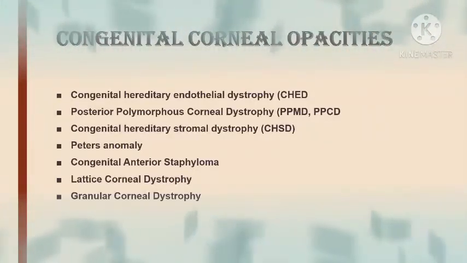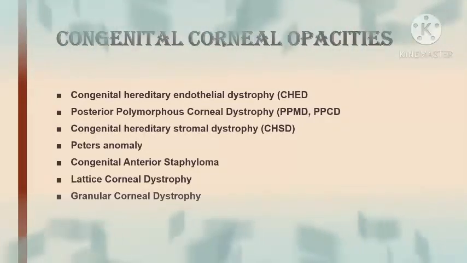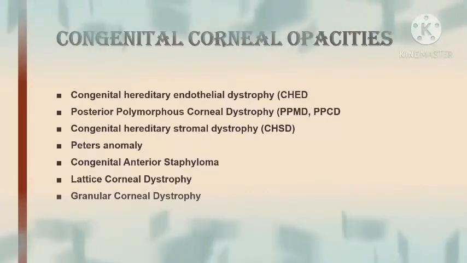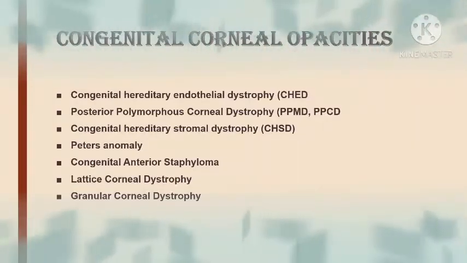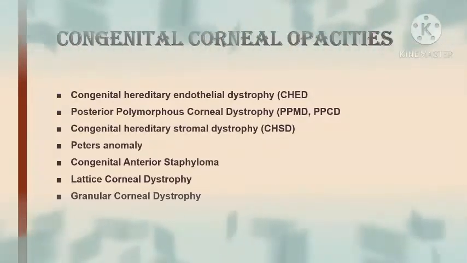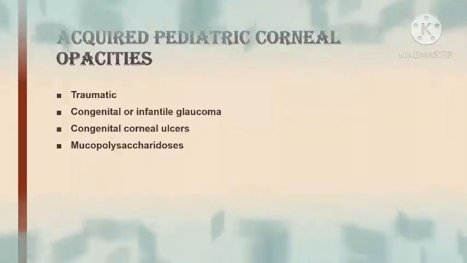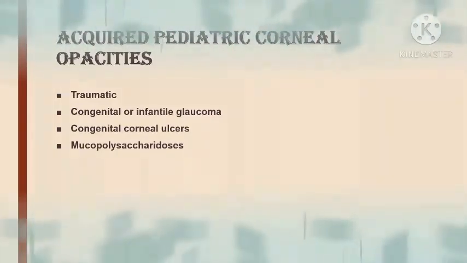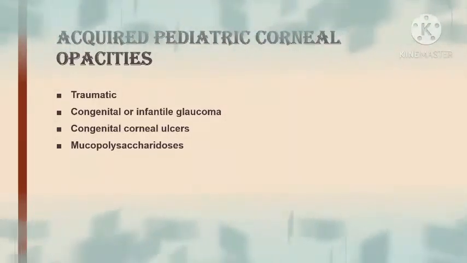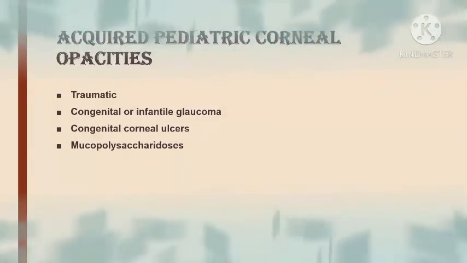Here is the list of congenital corneal opacities. We have congenital hereditary endothelial dystrophy, posterior polymorphous corneal dystrophy, congenital hereditary stromal dystrophy, Peters anomaly, congenital anterior staphyloma, lattice corneal dystrophy, and other corneal dystrophies. Here is the list of acquired pediatric corneal opacities: traumatic, congenital or infantile glaucoma, corneal ulcers, and mucopolysaccharidosis.